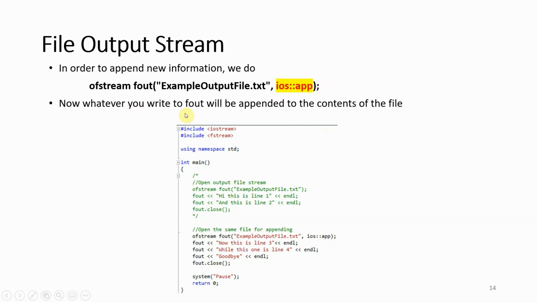Now, whatever you write to fout will be appended to the contents of the file. So you can see here, let's say we already have a file named example output file.txt. Now that you want to append to it, these strings are going to be added to whatever was already in the file.